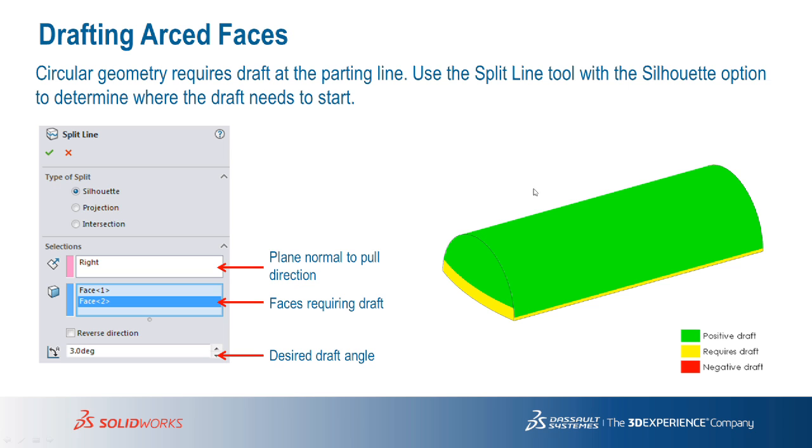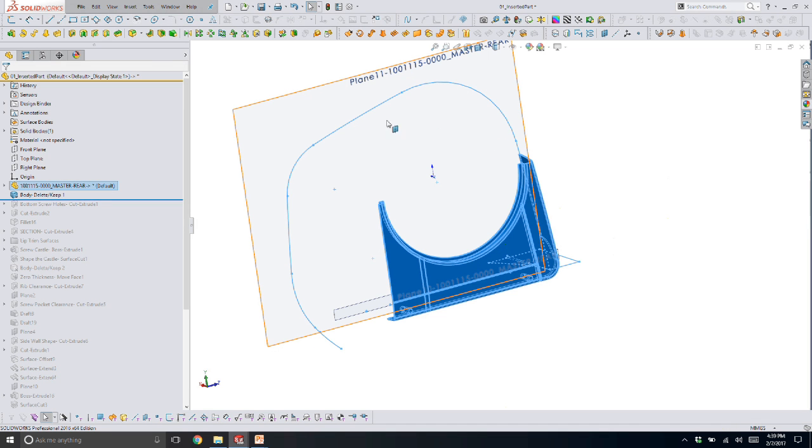Drafting arced faces. So these are faces kind of created by a revolve feature. We know that a revolve is a perfect circle, and a perfect circle has 0 draft at the horizon line. But there is a way we can quickly add draft after the fact to this kind of geometry in SolidWorks.